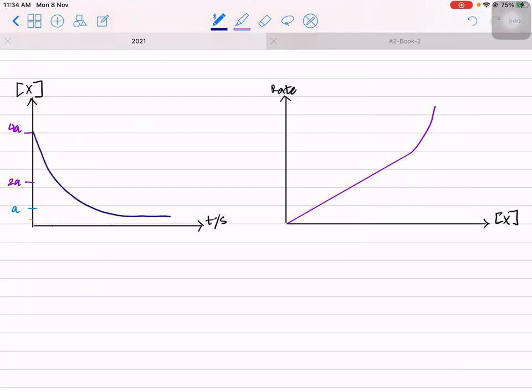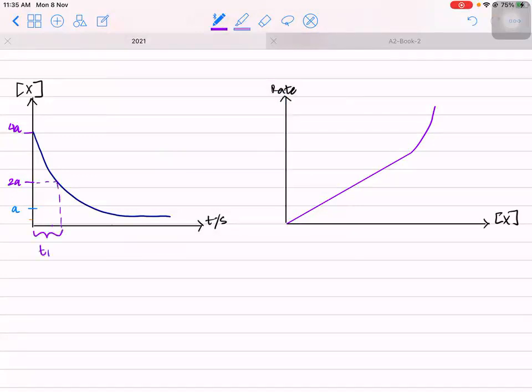Looks like this. It is very similar to first order. Now again, how will we determine whether it's first or second? We will calculate the half-lives. So let's see. What is your initial concentration? 4A. So what will be the half of 4A? 2A. And let's see the time taken. So from 4A to 2A, this is the time taken.